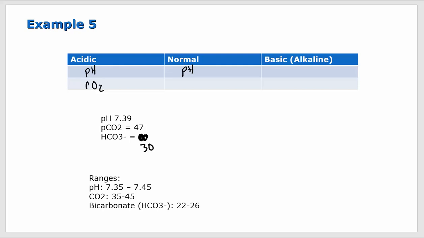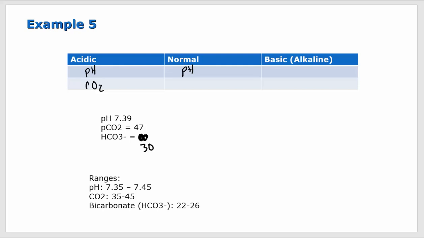Now that's one thing we aren't addressing: are there two causes? That requires something, I think it's called like the Winter's equation or something like that, where you have to indicate what the expected compensation is. And then if you're falling into that range, then you can say, okay, that's all it is. But sometimes you may have a respiratory problem and you may have a metabolic problem. We're not addressing that right now. That'll happen hopefully maybe sometime later, if you go into like pulmonary or renal, I don't know.